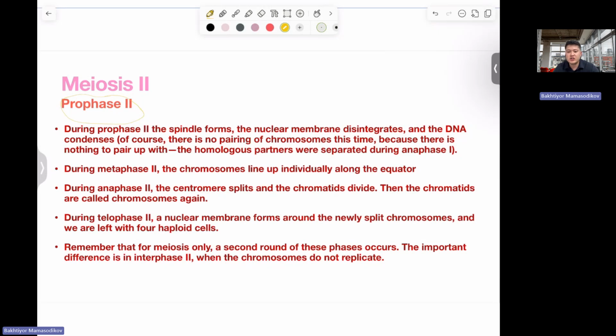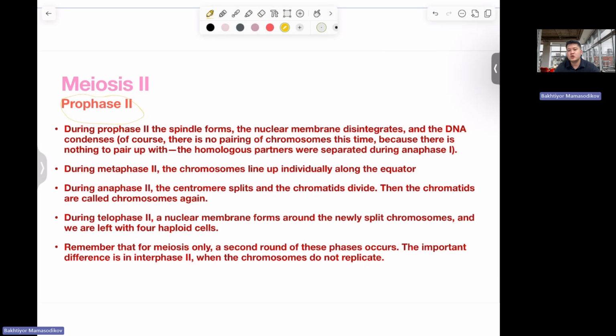They are already X-shaped from meiosis I. No synapsis, no crossing over is happening in the prophase II. Prophase II is exactly the same as the prophase of mitosis. There are no homologous pairs in the prophase II.